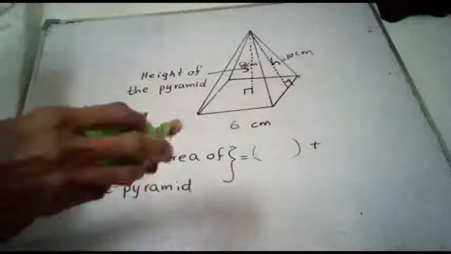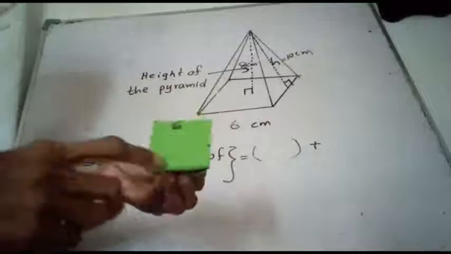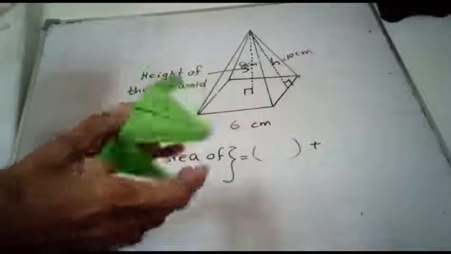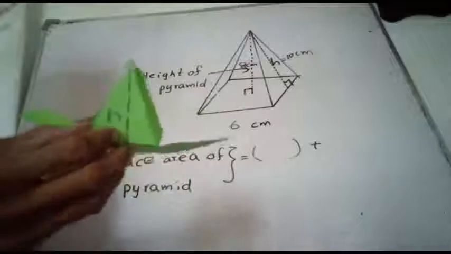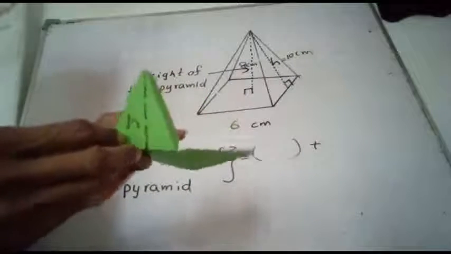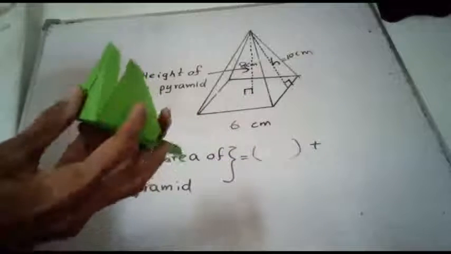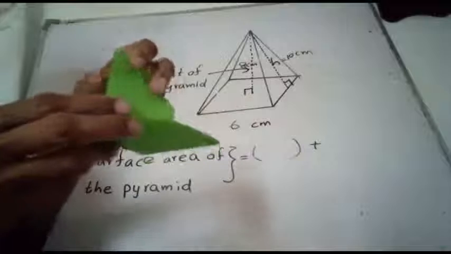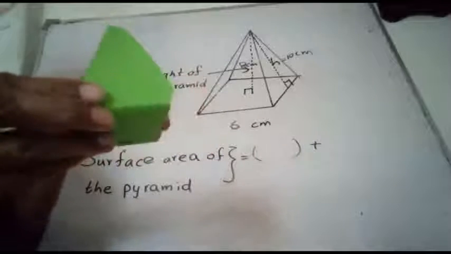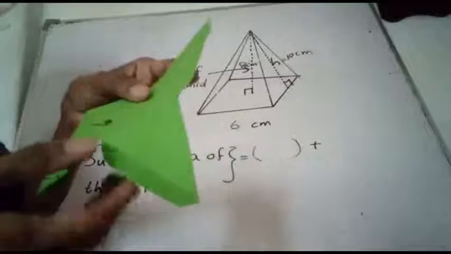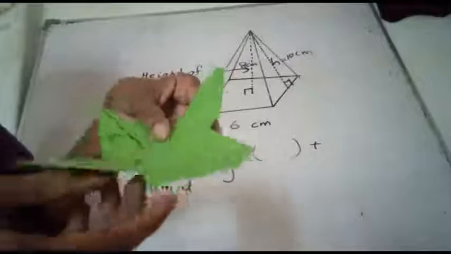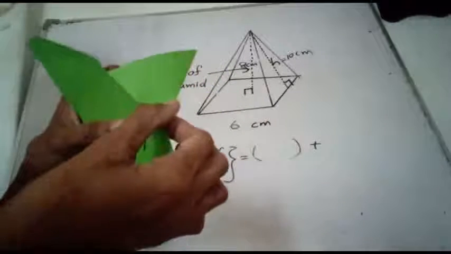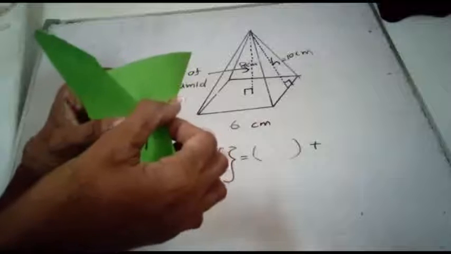Square base pyramid. The base is square in shape. Other faces are triangular in shape. There are 4 triangular faces. All these 4 faces are congruent and equal in area.